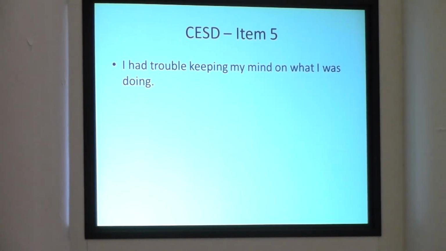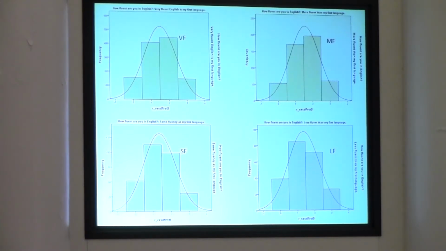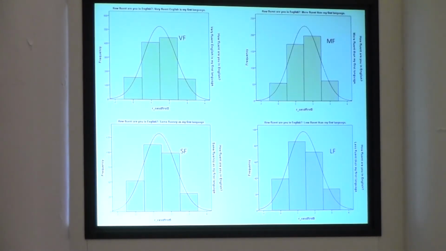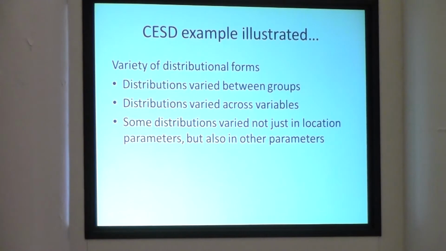You might think, looking at these item examples, that in general the pattern is for positive skew. However, I'll show you an item here, item 5: I had trouble keeping my mind on what I was doing. We have rather a non-skewed distribution across the 4 categories of language fluency. So with the CESD example, I've illustrated that there are a variety of distributional forms that we can be thinking about. It's useful to think about something more than just the location of the variable.